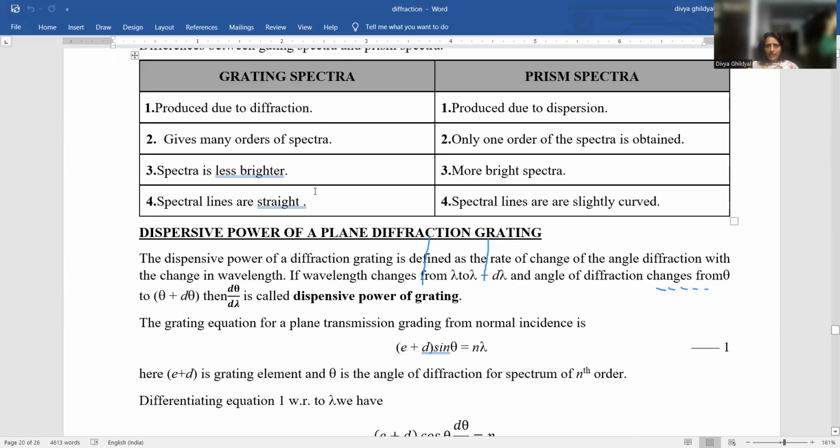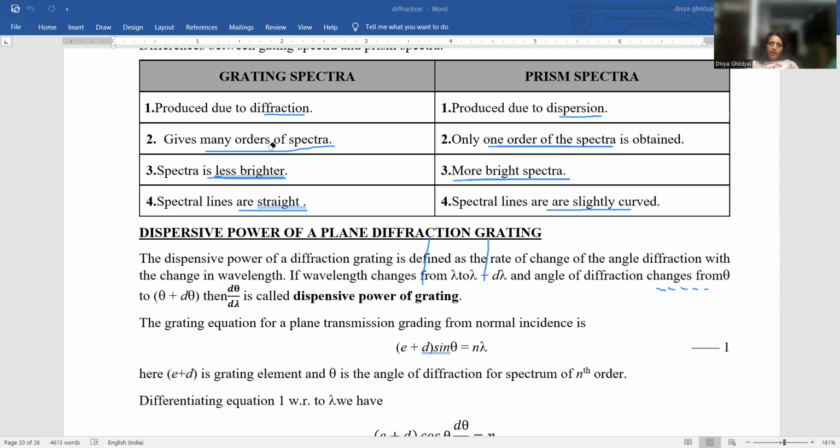The difference between grating spectra and prism spectra: grating spectra is formed due to diffraction. Prism spectra is formed due to dispersion. Grating gives a large number of spectra. Prism shows one and only one spectrum. The spectra of a grating is less bright. The spectra of a prism is more bright. Spectral lines in a grating are straight. Spectral lines in a prism are slightly curved. This question is asked in section A.